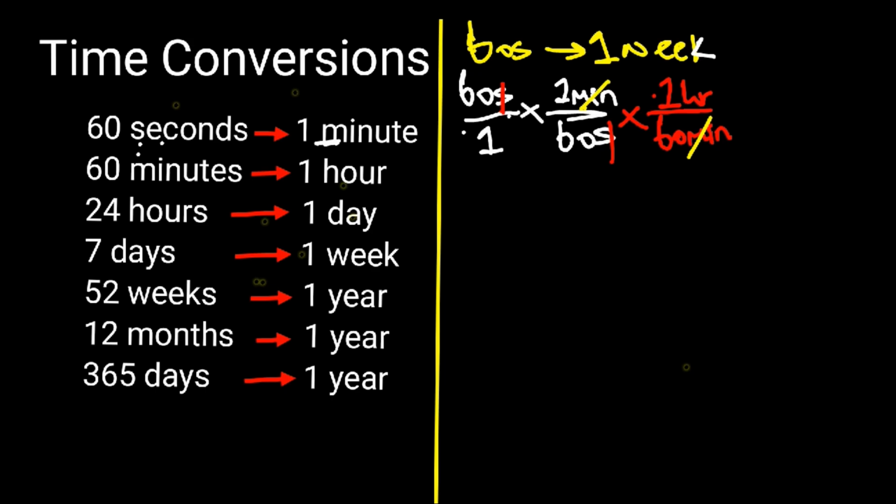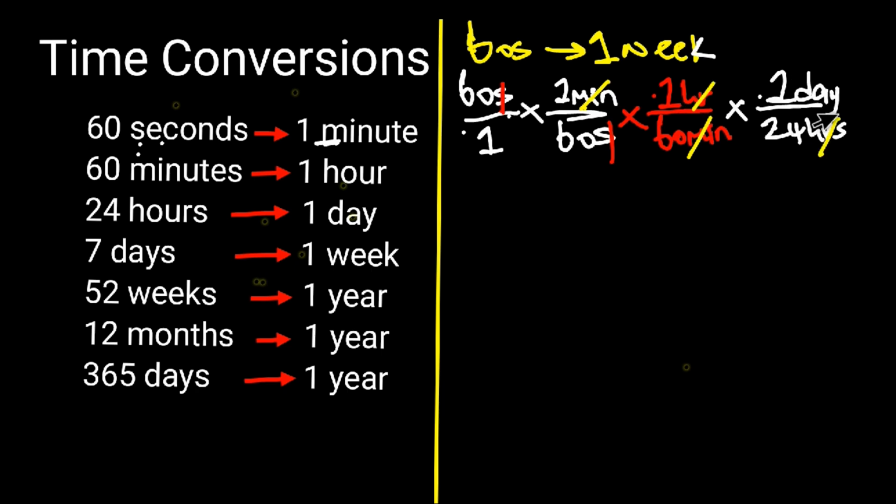Another conversion is we're going to go from hours to days, because after hours is days. And so what's the relationship between hours and days? We have that 24 hours make 1 day. So we write 24 hours make 1 day, so that these hours and hours will cancel.